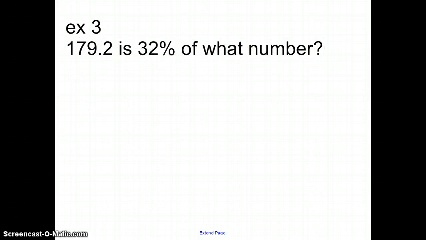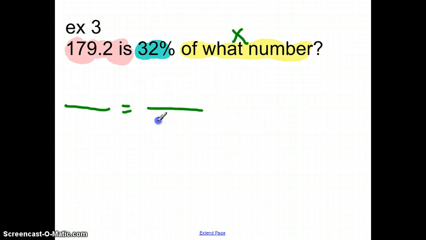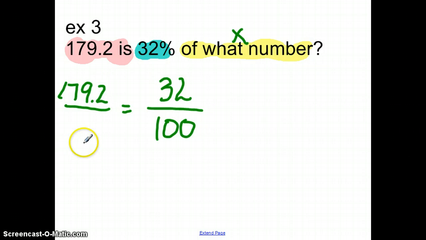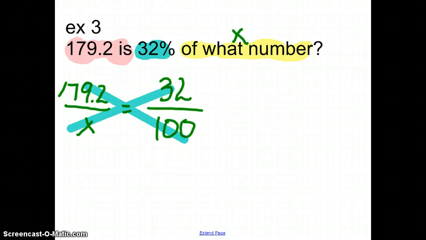So on this one, 179.2 is 32%, and of what number? So this of is going to be my X. So here's my basic outline with my 100 in there. 32 goes over the 100. 179.2 goes here. And there's my X. So now we can cross multiply.